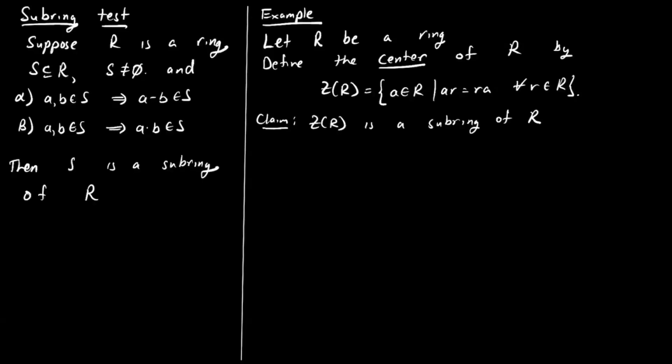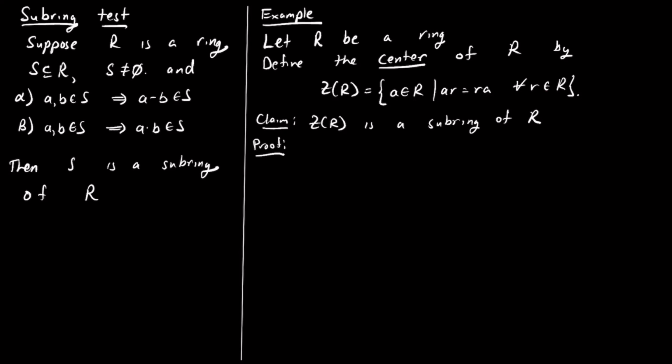Okay, so here's a more interesting example of a subring. So we'll let R be any ring, and preferably for this example, we'll let R be non-commutative, but this works for any ring. We'll define what's called the center of R, we'll call it Z of R, to be the elements in R which commute with every element of R. So they're the elements a of R such that ar equals ra for all r in R. Okay, so we claim that this is a subring, so proof.